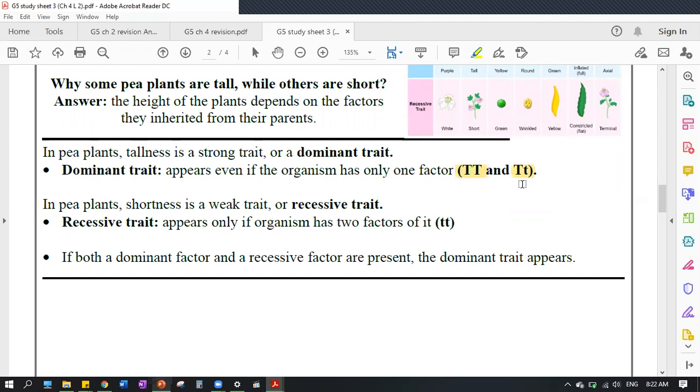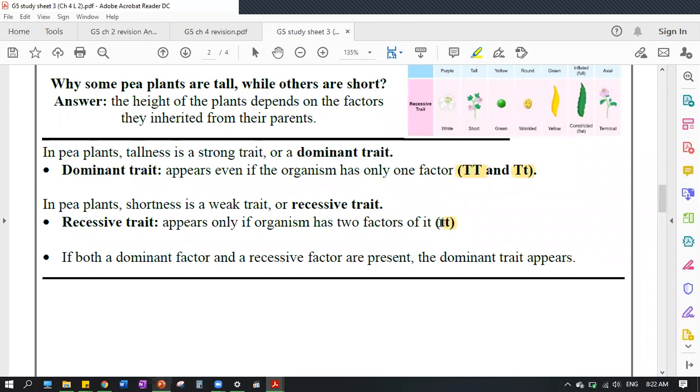In the recessive trait, you can see that in order to appear, it needs to be two T small, because it cannot appear if there's a dominant with it. So it needs to be both of them. Yes, both of them need to be small letters, so they will represent the recessive trait in here, which is a weak one.